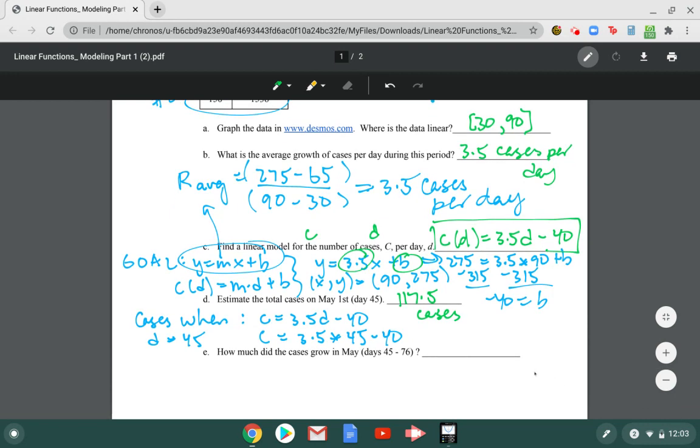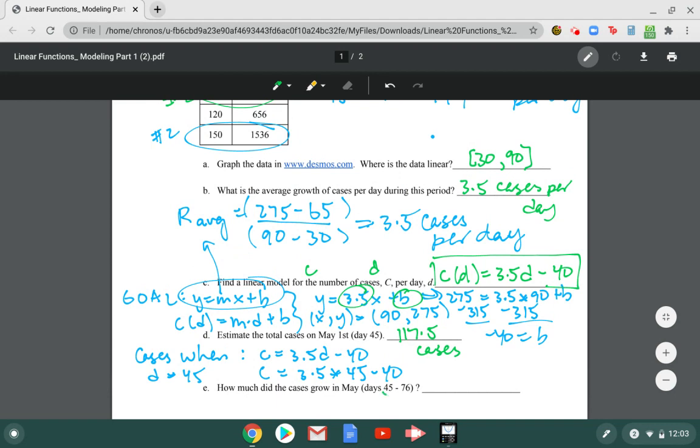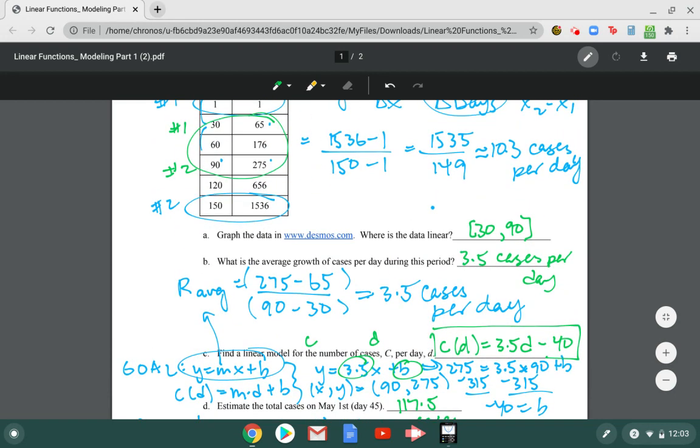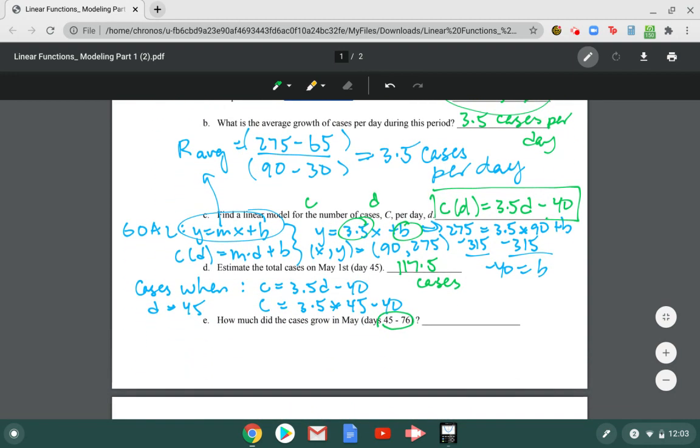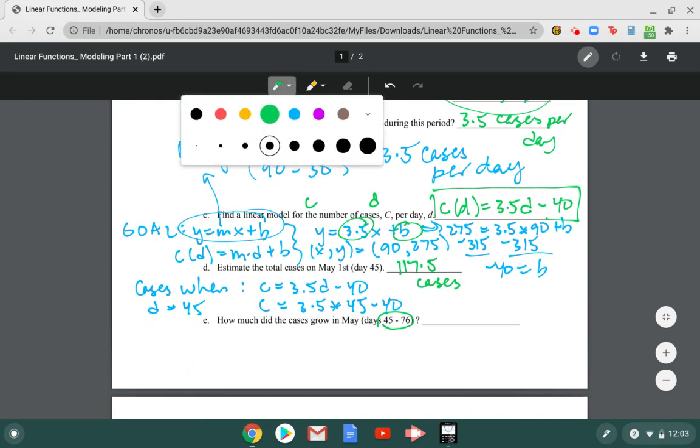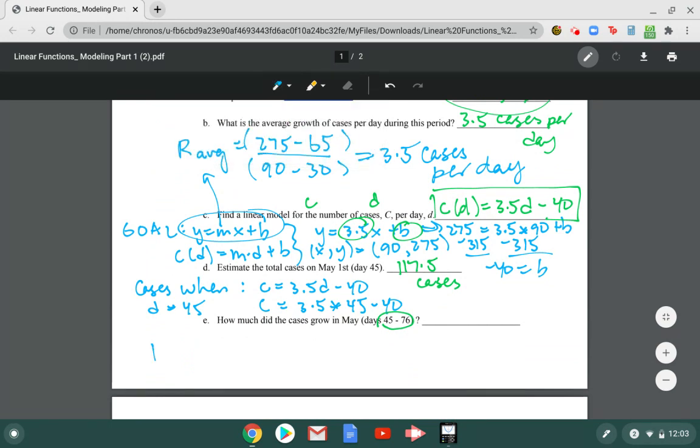Okay, and then finally it says, how much did the cases grow in May? So I'm going to be using this growth model, days 45 through 76, live in this range. So I can go ahead and use my growth rate model. Okay, so I know that my rate during that time period is 3.5 cases per day.